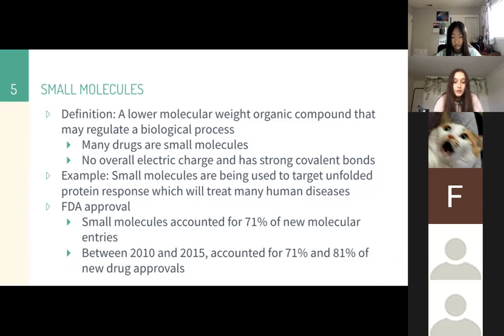And small molecules are being used to target unfolded protein response, which will treat many human diseases. They account for 71% of new molecular entries for FDA approval. And between 2010 and 2015, small molecules accounted for 71 and 81% of new drug approvals.